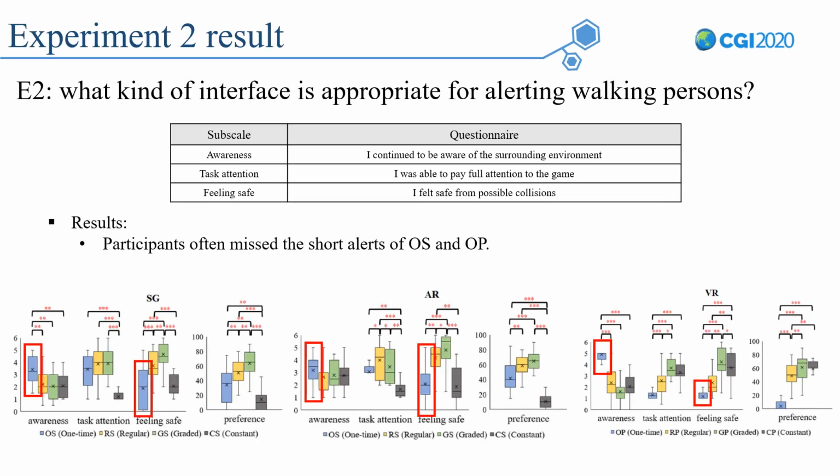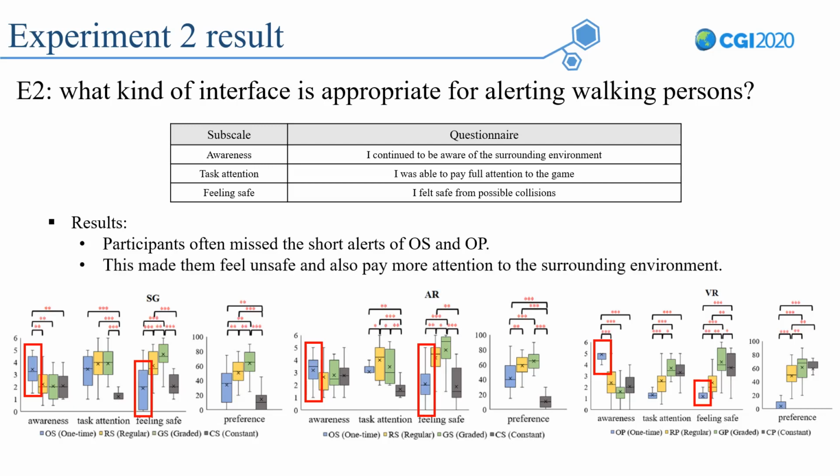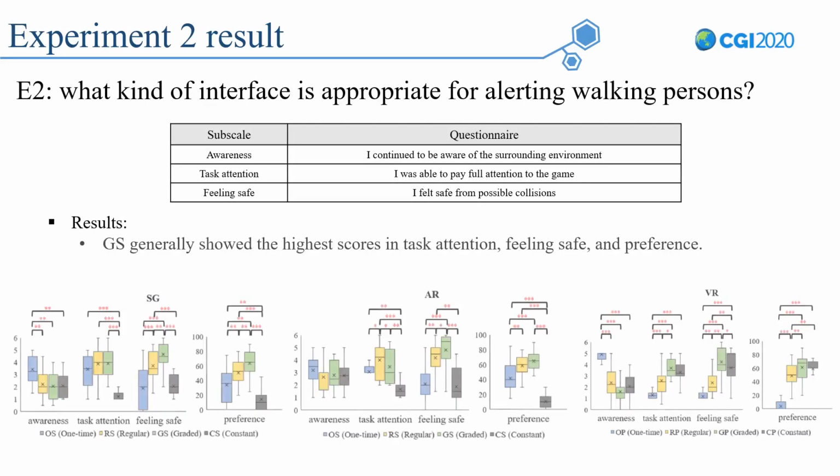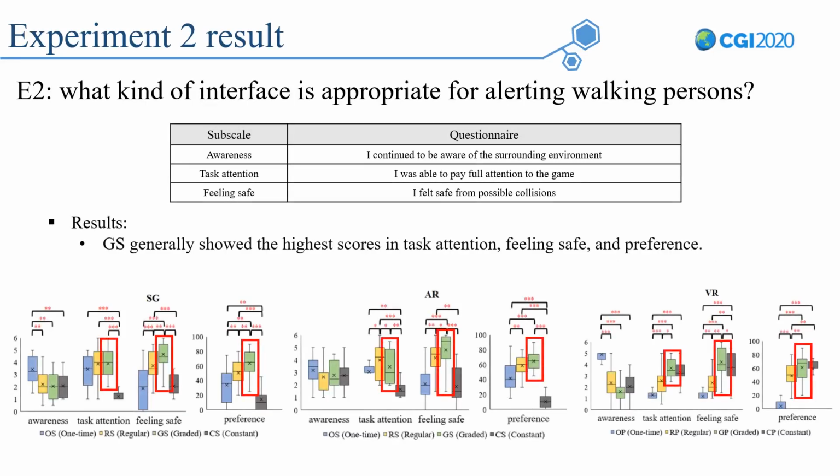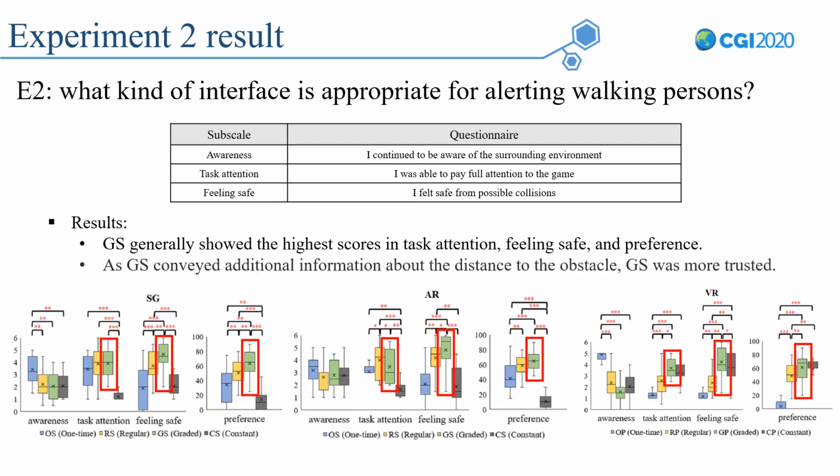In all mobile environments, participants often miss the short alert of one-time sound and one-time points. This made them feel unsafe and also pay more attention to the surrounding environments. In all mobile environments, GS generally showed the highest scores in task attention, feeling safe, and preference. As GS conveyed the additional information about the distance to the obstacles, the GS seemed to be more trusted.